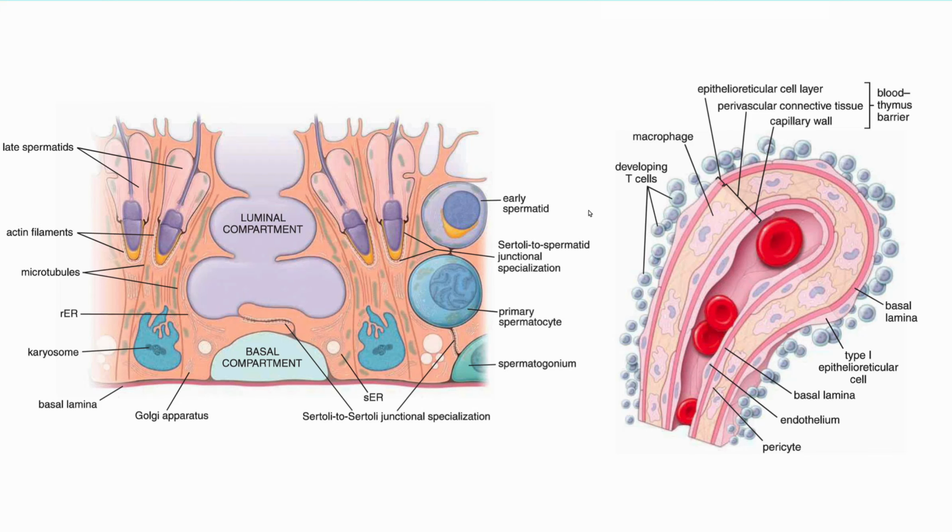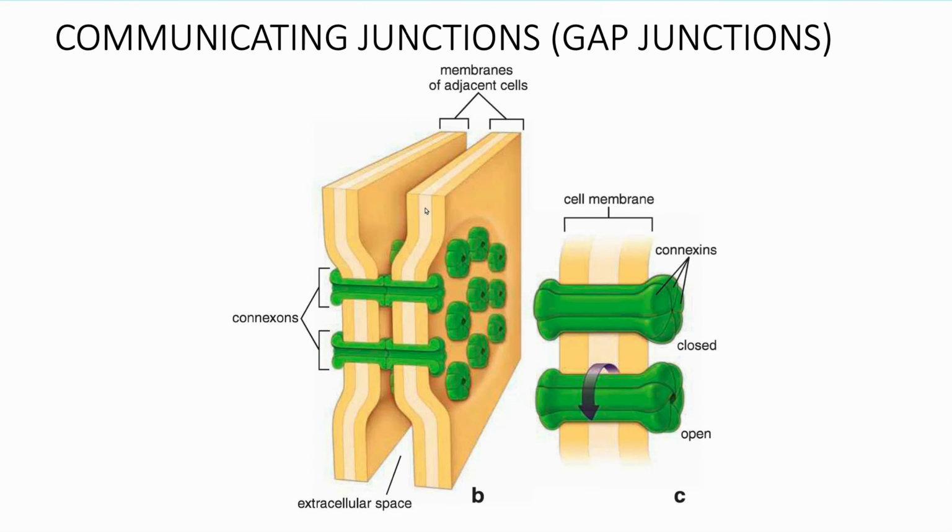Moving on to the next specialized group of cell junction, that is communicating junctions, or gap junctions. So, this is again a schematic diagram. This is cell membranes of adjacent cells, and these green structures are the communicating junctions.